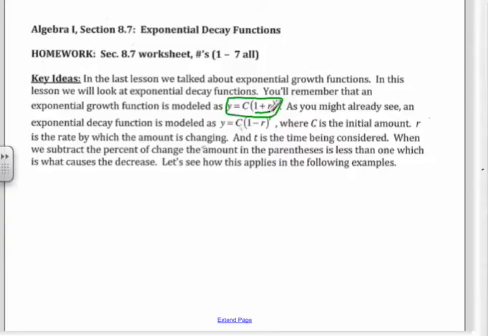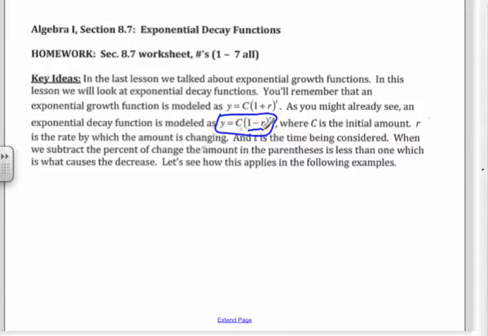Now today, we're actually going to talk about decay. And so we use a formula. It's very similar. It's just (1 minus the rate) to the t. Okay? So, I mean, it's very simple, but think about what it's doing. It's making the amount that's inside the parentheses less than 1. And anytime I multiply a number by a number that's less than 1, it gets smaller.